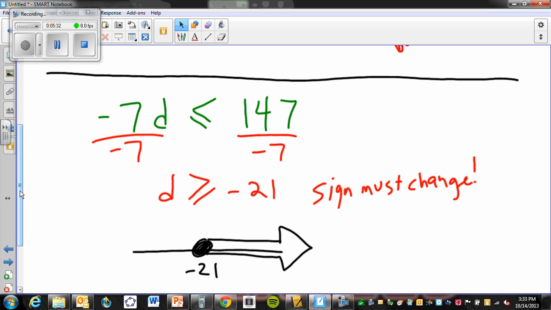This is when we flip the signs that you guys were asking me about yesterday. If you flip the sign, it's because you're multiplying or dividing by a negative number. When you add and subtract negative numbers, it's okay. You don't have to flip the sign. But when we multiply and divide, we will.